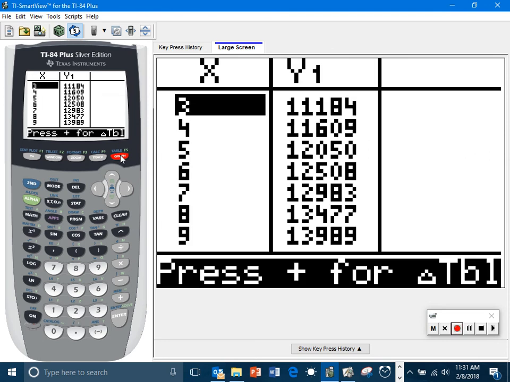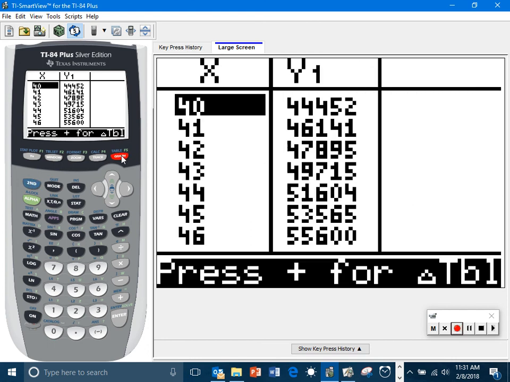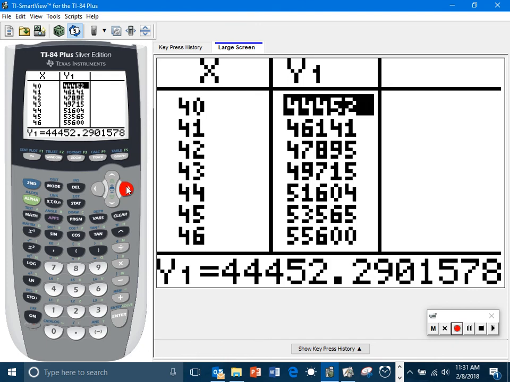Now you can scroll to 40, but I'm going to jump to 40 using my table set. And so, wow, that's a good increase. After 40 years, the $10,000 is going to grow to, and I'm going to go on top of that number and look at the bottom, $44,452.29.